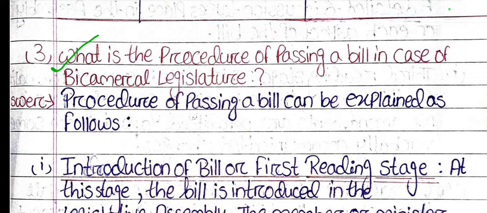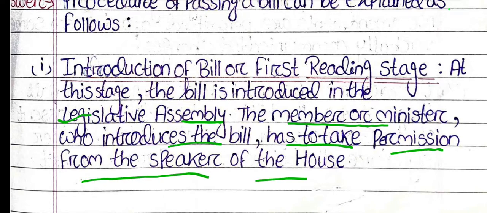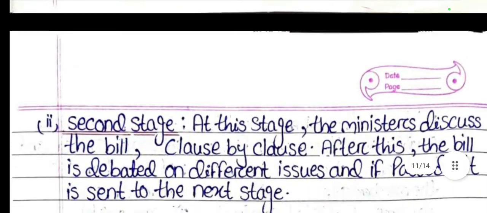Then next is, what is the procedure of passing a bill in case of bicameral legislature? Procedure of passing a bill can be explained as follows. So introducing of a bill or first reading stage. At this stage the bill is introduced in the legislative assembly. The member or minister who introduces the bill has to take permission from the Speaker of the House.